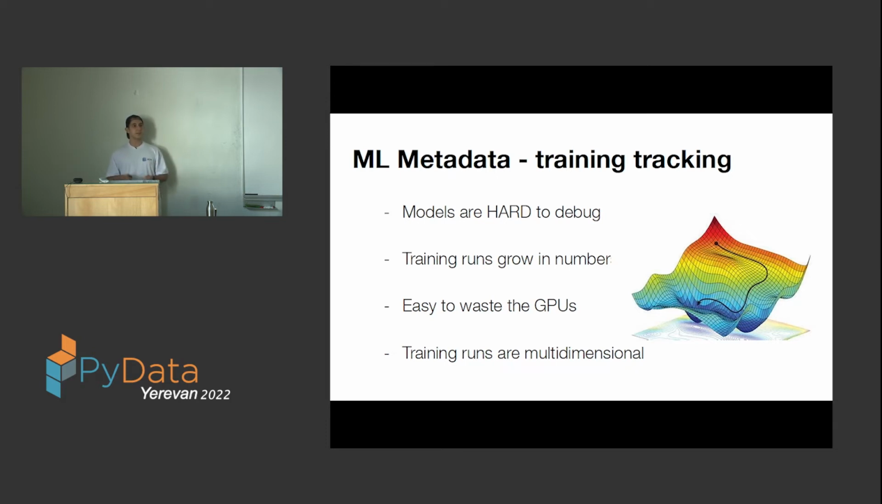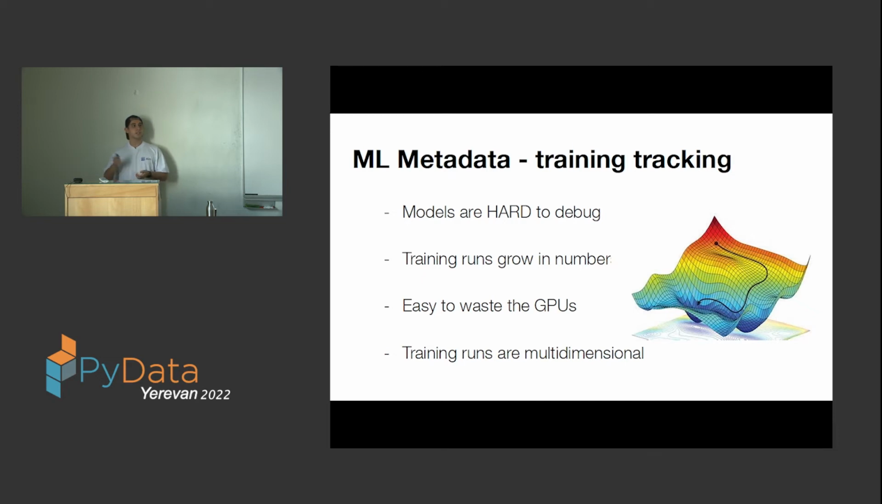Unless it's a very small model. So therefore, you need to track a lot of information about the model. You need to track a lot of information about the training of that model. And hence comes training tracking. Not only that, but training runs also grow in numbers. So you easily end up running lots of training runs, which makes it even harder to understand which model to pick, how to understand which model to use, right? And it's very easy to waste GPUs, for instance.